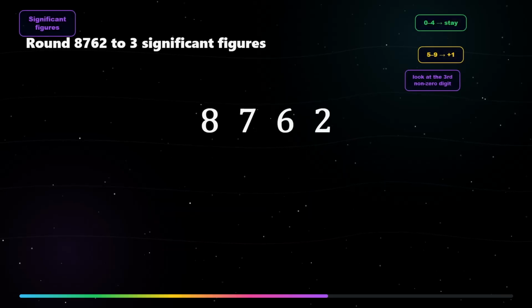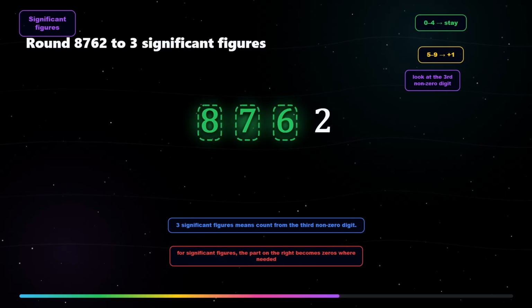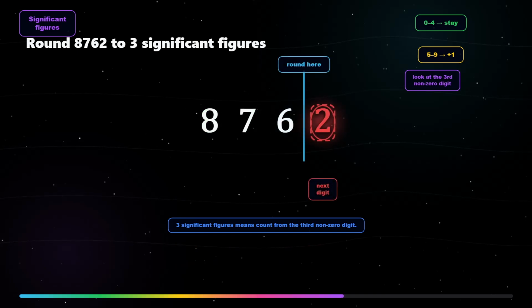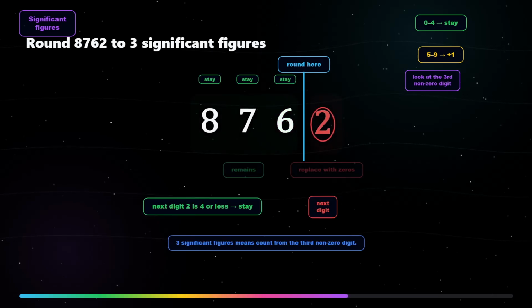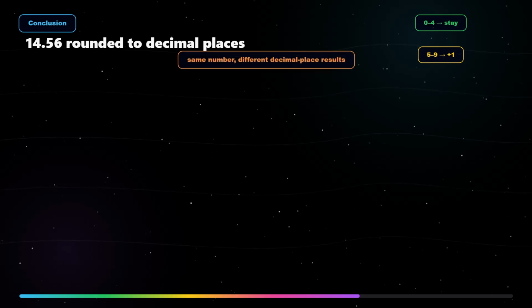Now round 8,762 to three significant figures. The first significant digit is 8, the second significant digit is 7, the third significant digit is 6. So we keep 8, 7, and 6. The partition line goes after the 6. Now look at the next digit. The next digit is 2. 2 is less than 5, so the 6 stays the same. The digit to the right becomes 0, so 8,762 rounded to three significant figures is 8,760. Now let's use one number and round it in different ways.